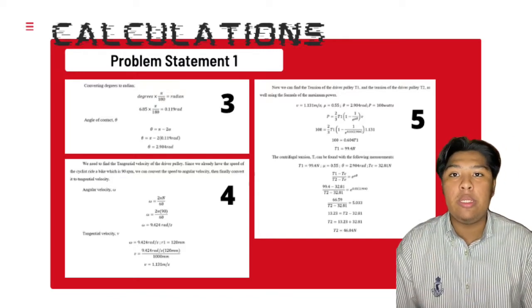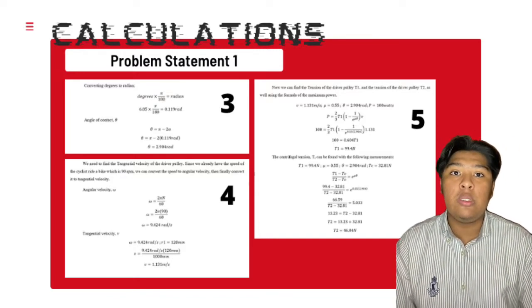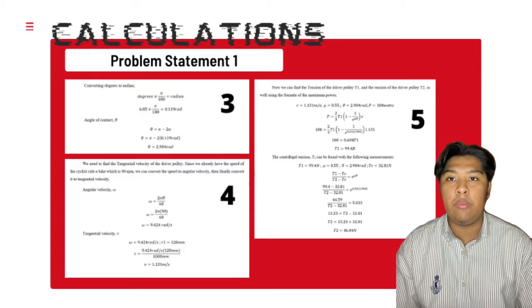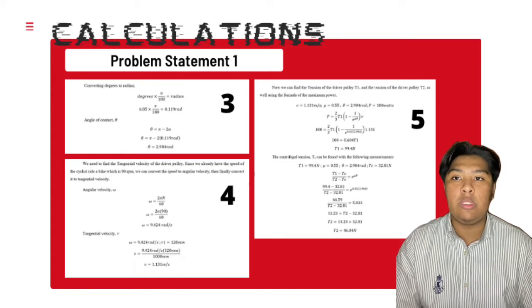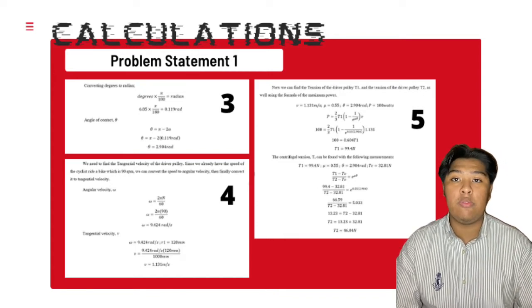After that, we need to find the tangential velocity of the driver pulley. Since we already have the speed of the cyclist riding the bike, which is 90 rpm, we have to convert the speed to angular velocity, then finally convert it to tangential velocity.